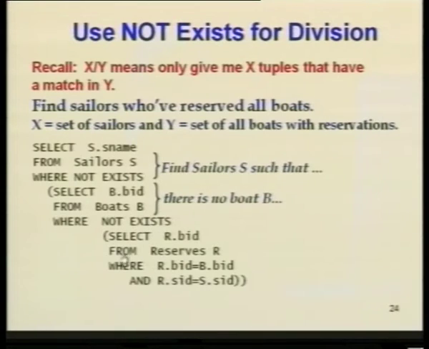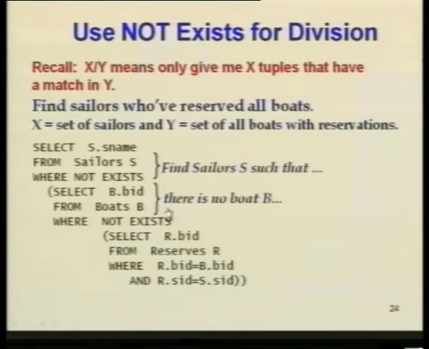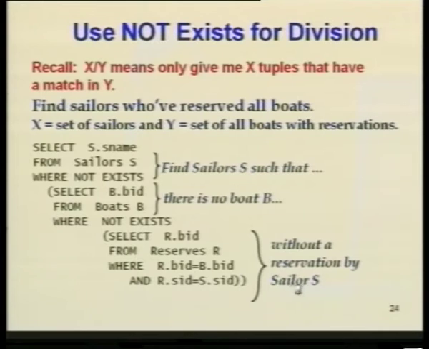Where not exists select, so at least that boat has been reserved by that s. So, s is the set of all sailors and this is the set of all boats, and here we are trying to connect sailors who have reserved all boats. That is what you want to find: sailors who have reserved all boats. So, here there should not exist a boat without a reservation by sailor s.